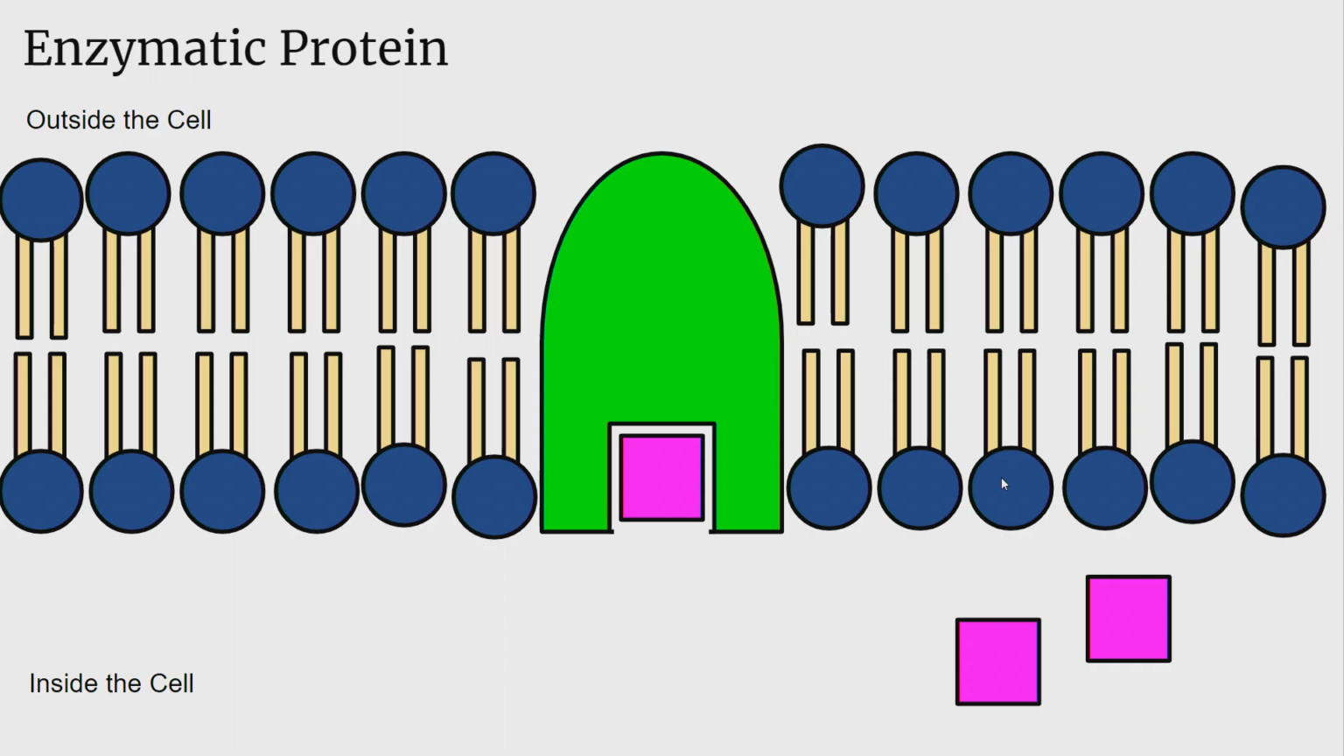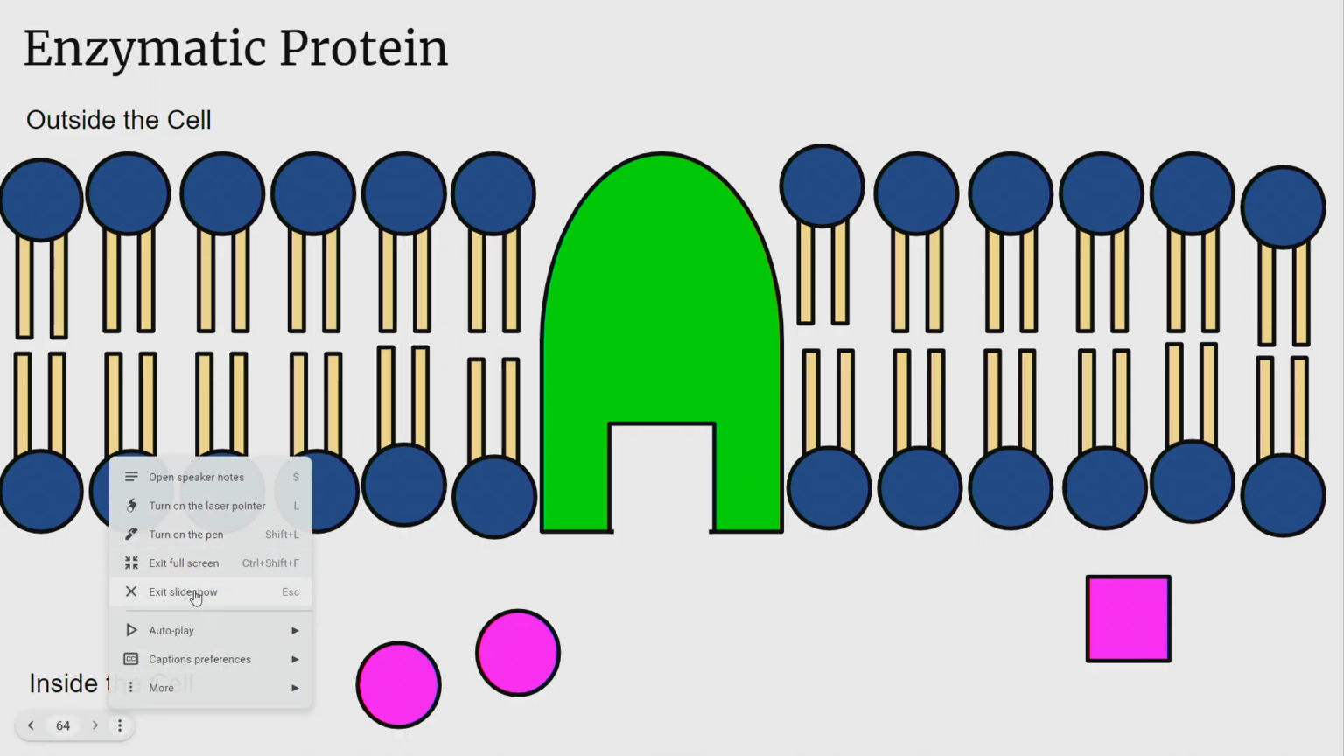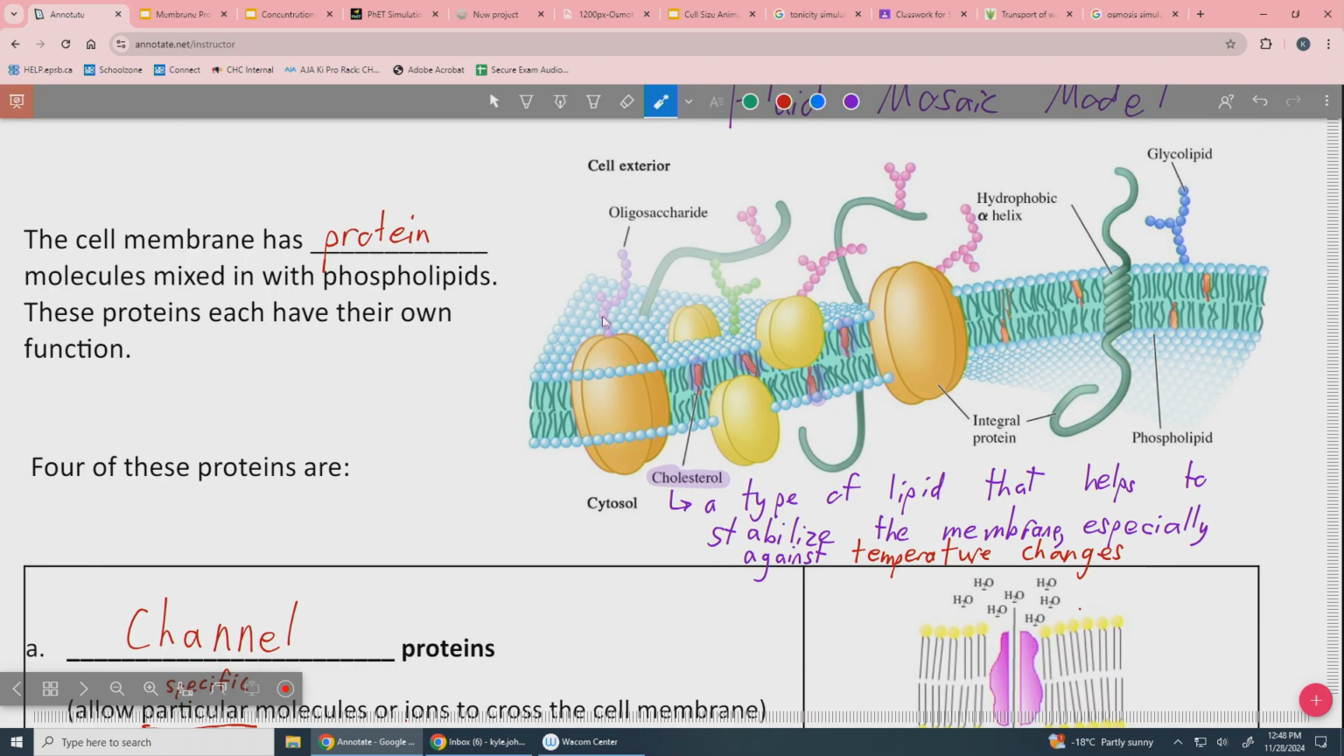So in this example, we have a square molecule enter, and then we change it into a circle molecule. And the enzyme makes this reaction happen. Like the receptor protein, it binds a very specific molecule, but unlike the receptor protein, instead of sending a signal, this molecule is going to cause a reaction to happen or facilitate a reaction.